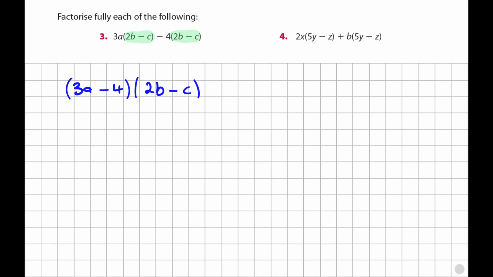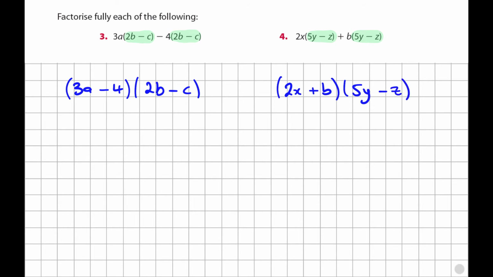Between expanding and factorizing. Factorizing is the opposite to expanding. We'll get question 4 done. So if we look at question 4, 5y minus z, 5y minus z. Because I've got the same in both brackets there, I can say that 2x plus b, all multiplied by 5y minus z.